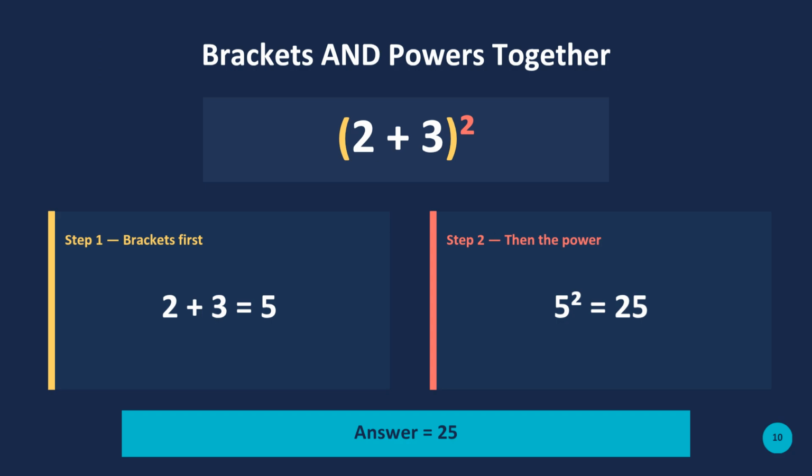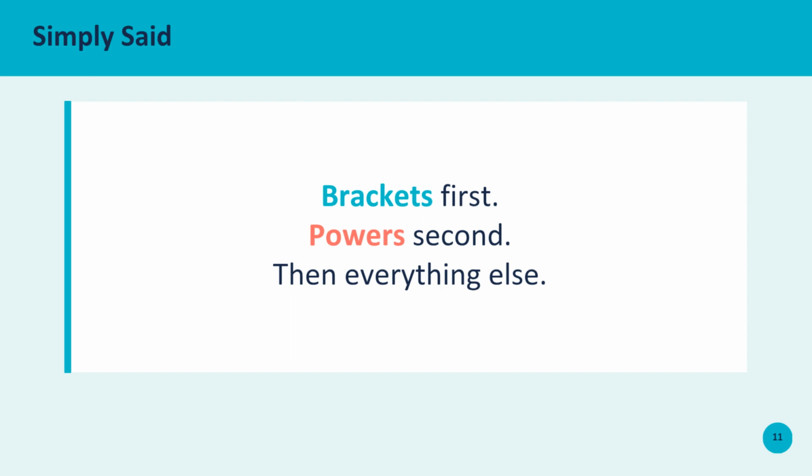Let's bring them together. 2 plus 3, inside brackets squared. Step 1, brackets first. 2 plus 3 equals 5. Step 2, the power. 5 squared equals 25. The answer is 25. Here's the simply said version. Brackets first, powers second. Then, everything else.